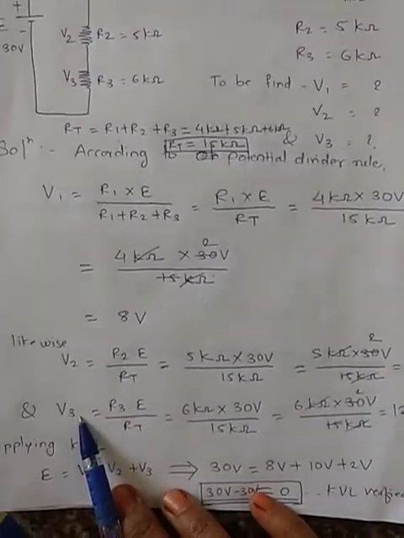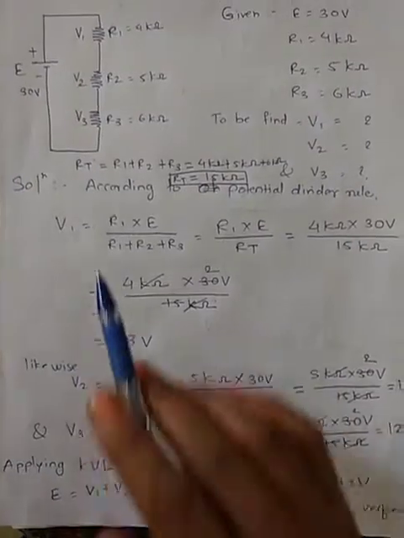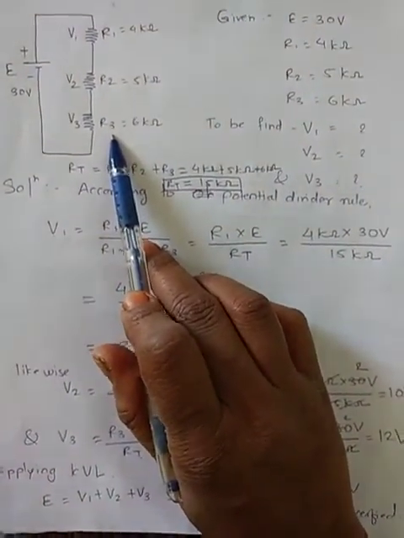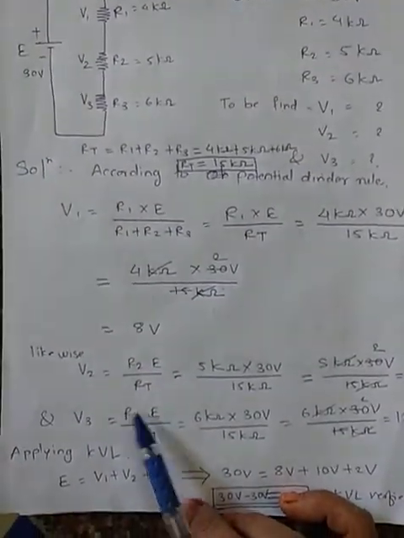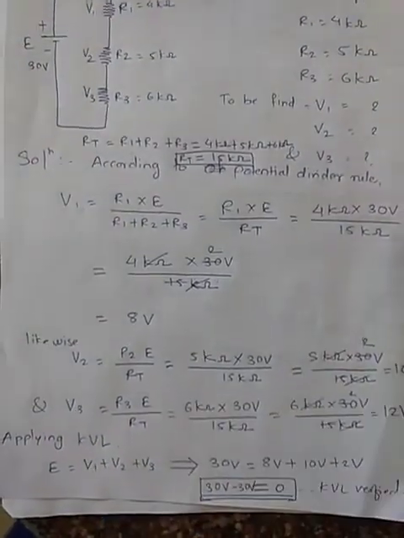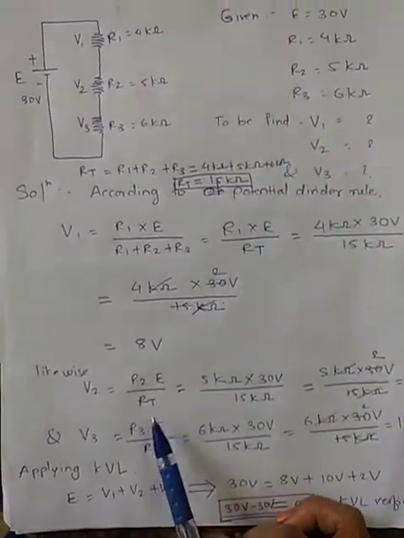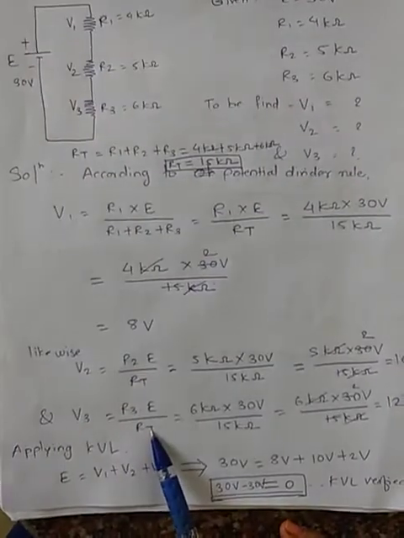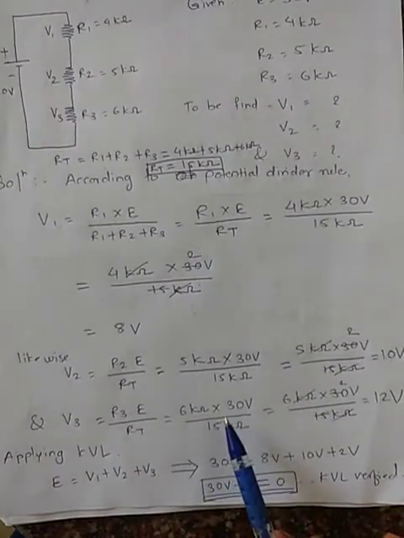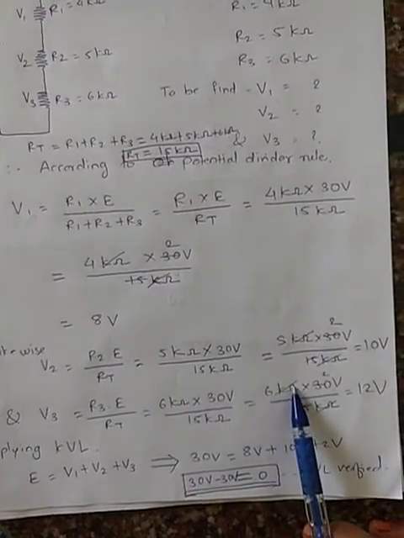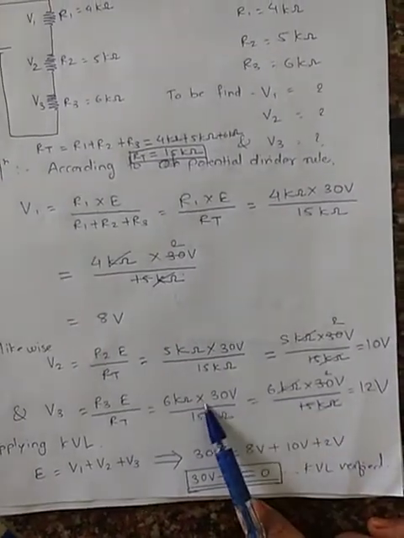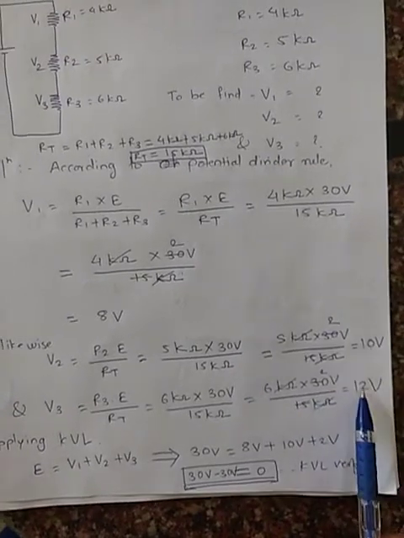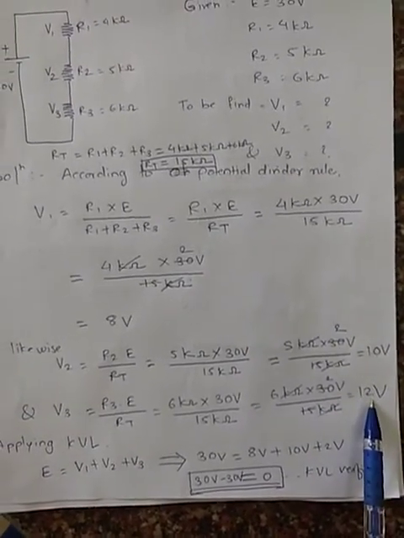Now we have to find out V3. It is the voltage drop across R3. So how can we find this? Same. What is the potential divider rule? The voltage drop across any series element is equal to that resistor, here R3, times E divided by RT. Putting in the values, we get 6K into 30 volt divided by 15K, and if we solve this we get the value 12 volt. It is V3.